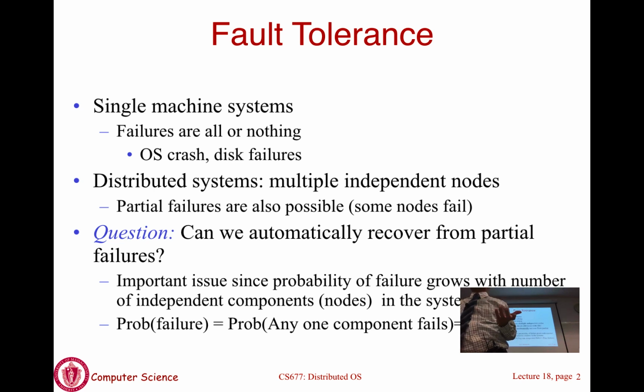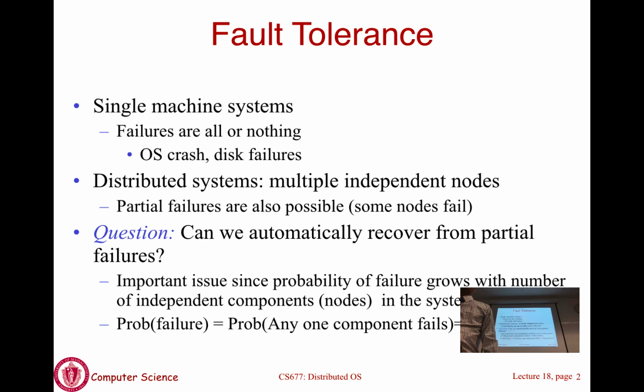This is because if you have n components in your system, or n nodes, the probability that any node fails keeps growing as the number of nodes in your system keeps growing. Assuming independent failures, the probability of a failure is the probability that any one component fails, which is 1 minus the probability of no failures, which is going to be 1 minus p to the power n. And as n goes to infinity, that second term goes to 0, which means that probability trends to 1.